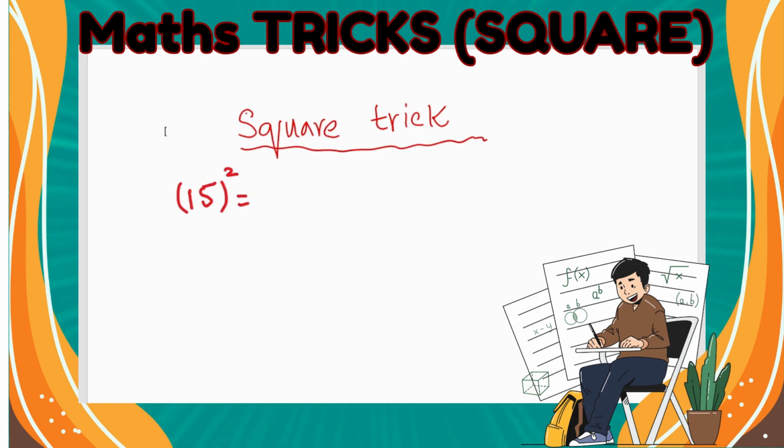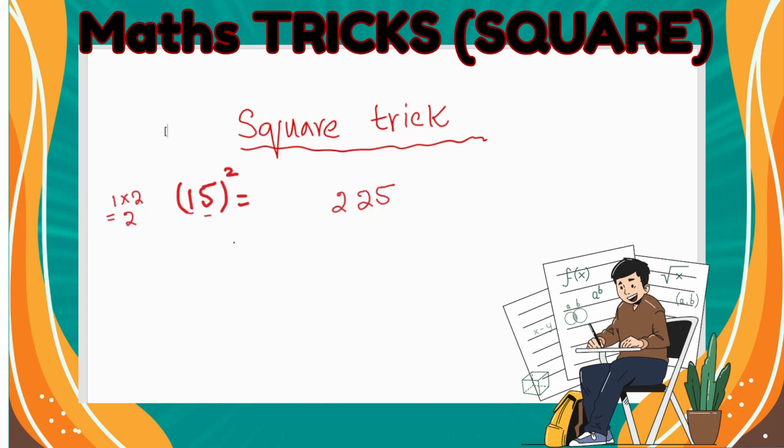The first number over here is 5. 5 square is 25, correct? What is this number? 1. The number next to 1 is 2. So we're going to multiply 1 times 2, which gives us 2. We're going to write that down here. So 15 square becomes 225.